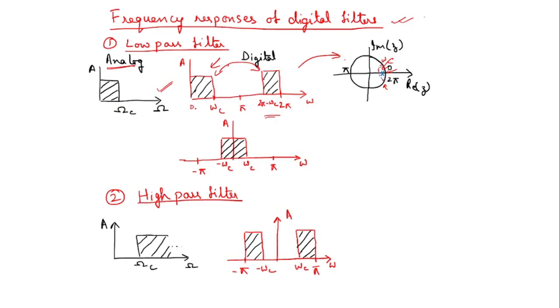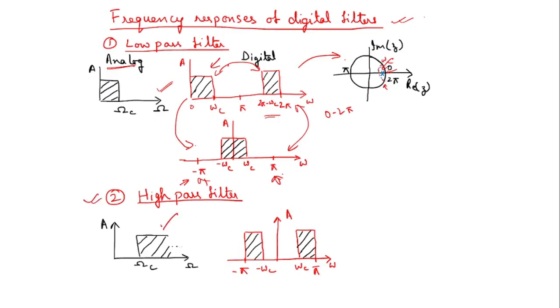Now this can also be represented in this form, wherein we consider the frequency band in the region of minus pi to pi. But for ease of understanding and for doing the mathematics in an easy way, we usually deal with this frequency in the range of 0 to 2 pi, but both methods are accepted. Now we have the high pass filter.